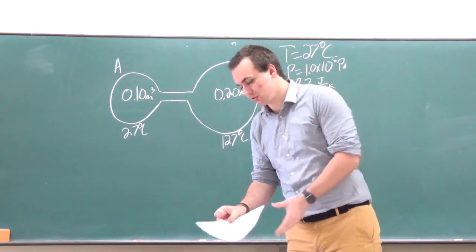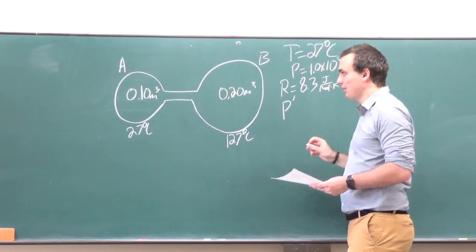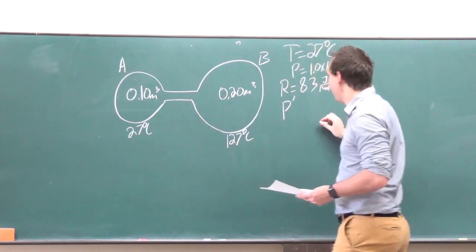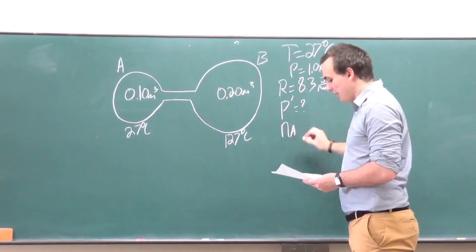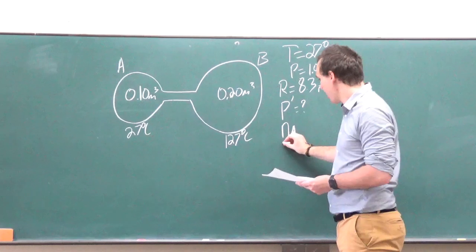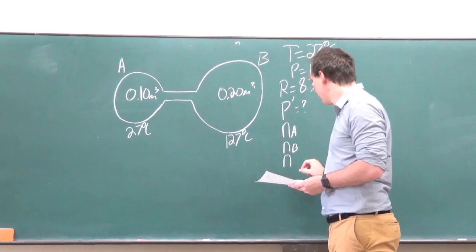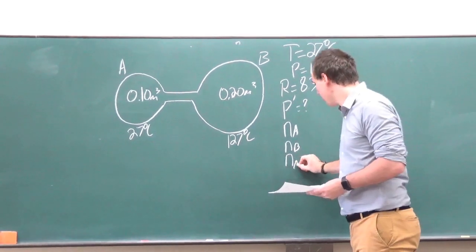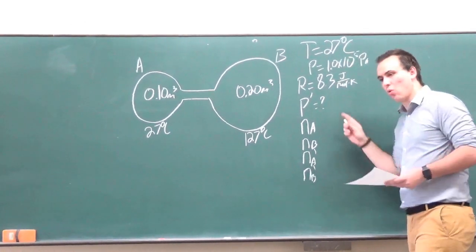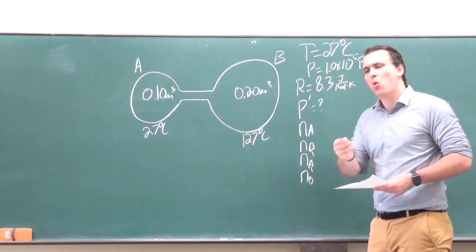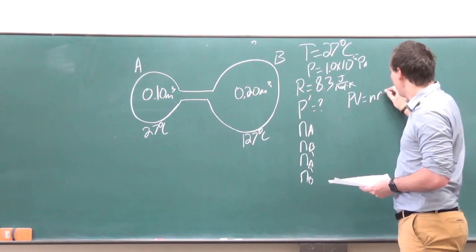Now, excuse me. For our original side, the amount of molecules in A, and then we have the amount of molecules in B. These are before, and then we have after. Now, what are all of these? Well, we're going to use the relationship PV equals nRT.